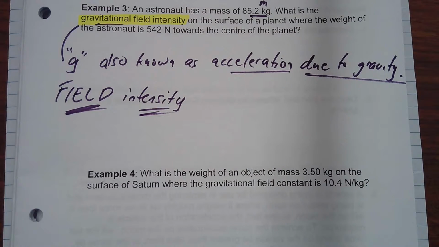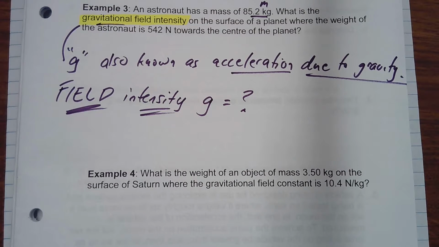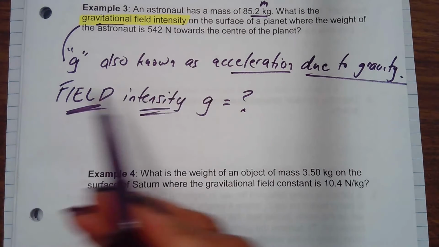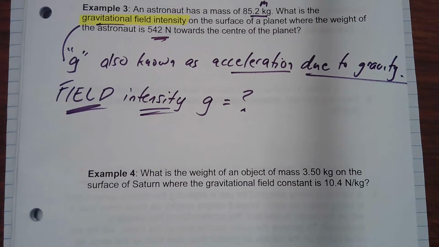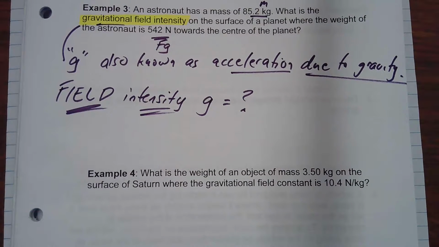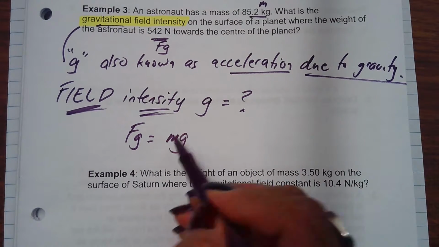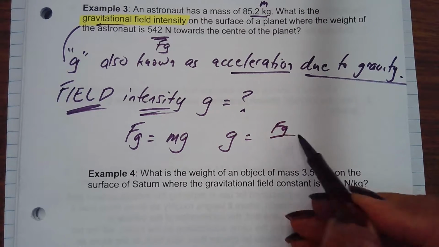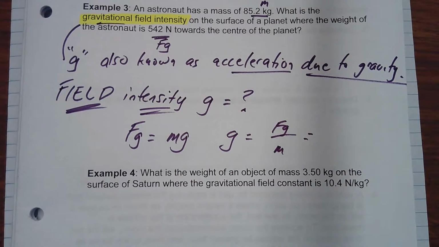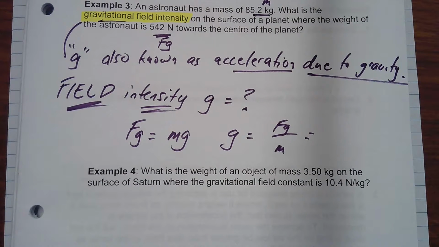So you're looking for the G in this question, on the surface of a planet where the weight of the astronaut is 542 newtons towards the center of the planet. It's always towards the center anyway. So we have the Fg, we have the M, and you're looking for the G. You just use the same formula that we have here, and that will give you the G on that planet. Okay, let's do a quick calculation. Can you guys do that one, please? Tell me what you have.